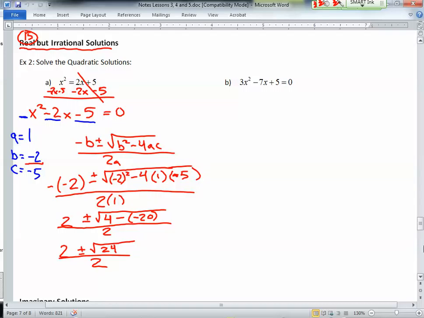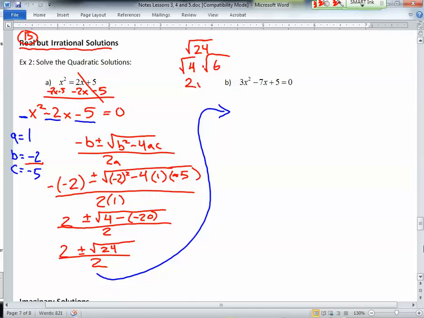At this point, we're just like the warm-up problem B that we did. We just need to simplify this expression. Starting with the square root of 24, how can I simplify that? 24 is not a perfect square number, but 4 is, and 4 times 6 is equal to 24. So I have the square root of 4 times the square root of 6. The square root of 4 is a 2, and so I end up with 2 times the square root of 6. That's how I simplify that radical.